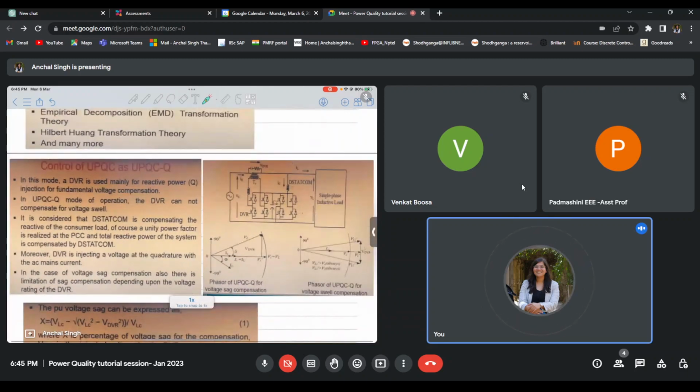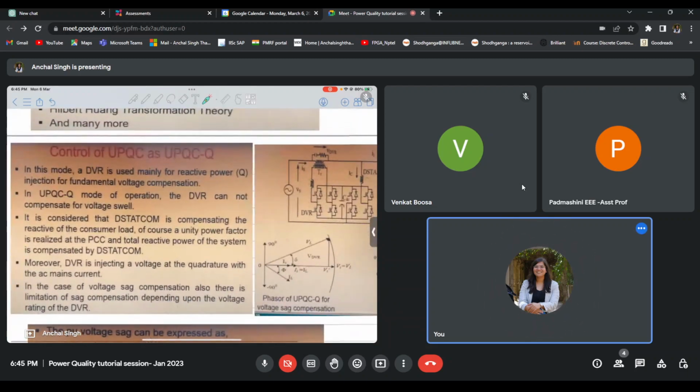Now, let us look at the control of UPQC. Let us say we are discussing UPQC-Q. In the control mode, we know that Q means the DVR is mainly used for giving reactive power to the system. It will inject only reactive power, and we have also seen that UPQC-Q is capable of taking care of only the voltage sag problem, not the voltage swell problem.